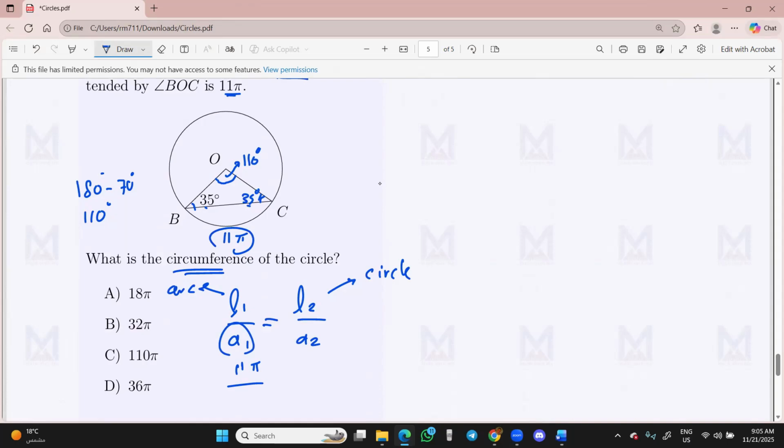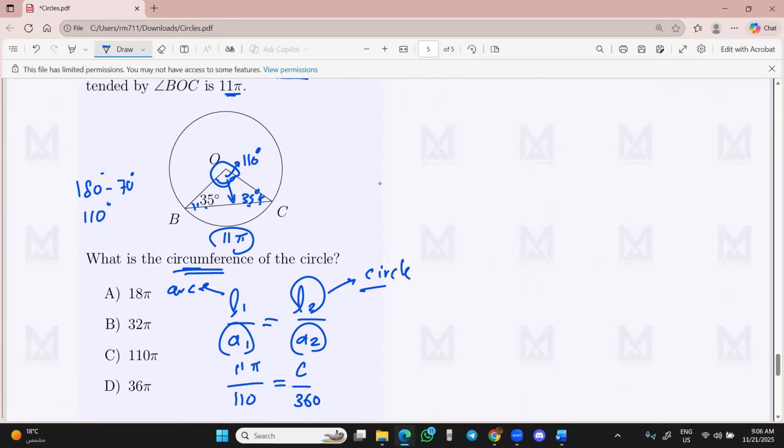The angle of the arc is 110. Not this one, not that one. I mean the opposite angle, which is the measure of the arc. So 110 is equal to the length 2 of the circle, which is the circumference, which is required here, over the angle of the whole circle. And we know that the angle is always 360 when it comes to the measure of degrees.